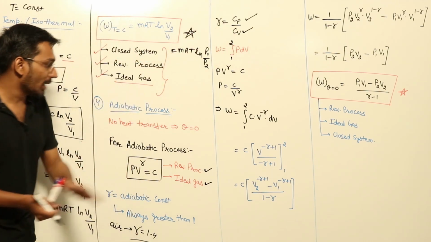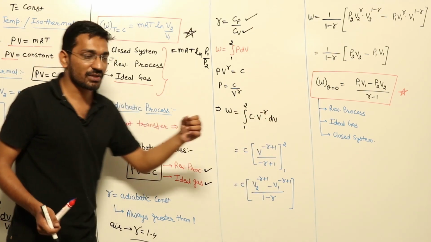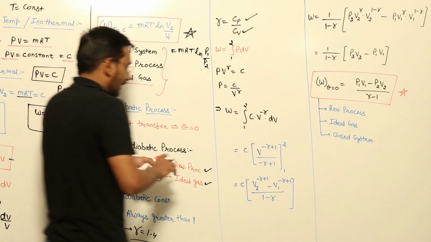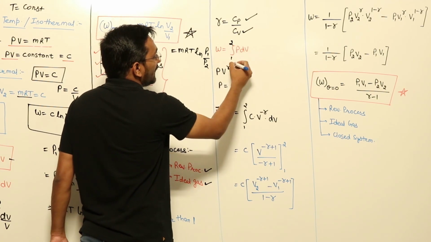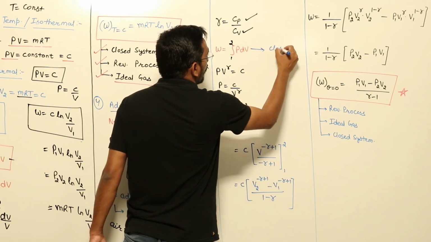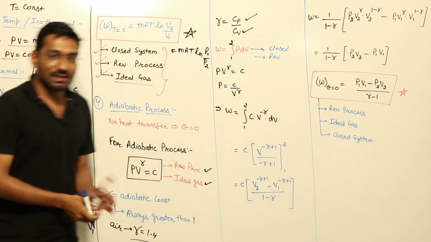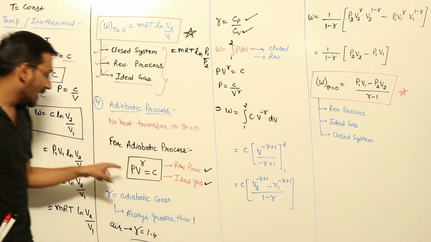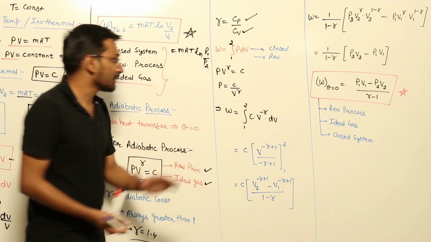Now we want to know what is the work transfer, work done by the system on the surrounding in an adiabatic process. So we know that in a closed system, work done is equal to integration of PdV from point 1 to 2. Assumptions of using this formula is closed system and reversible process.